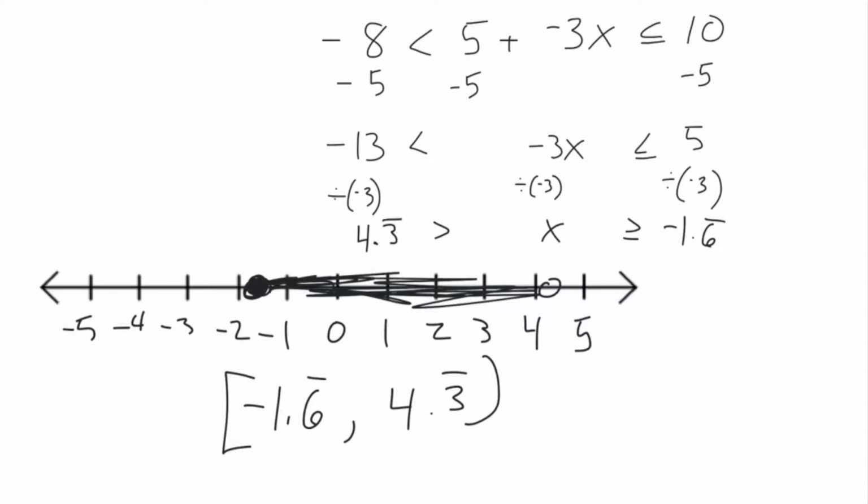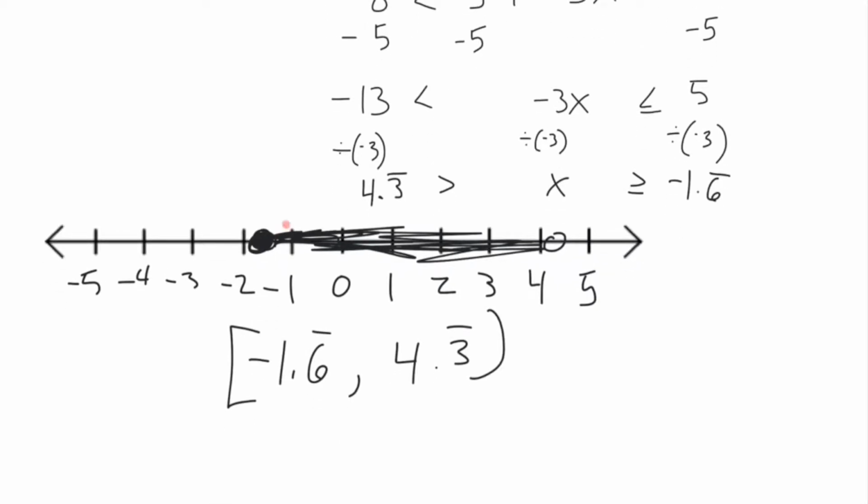And so we can put the dots right here. Notice that this one is -1.6 is less than or equal to x. So this is including -1.6, but this is not including 4.3. And you write it like this: including, not including.